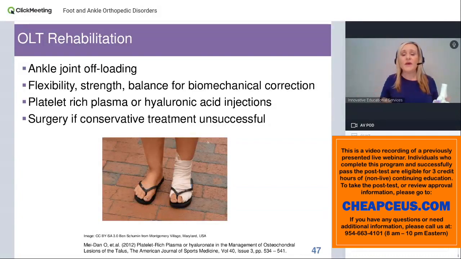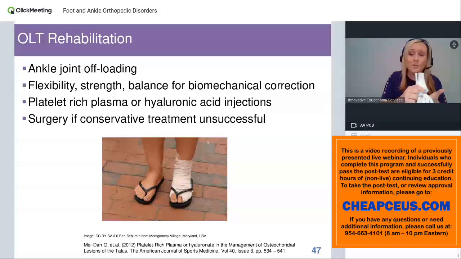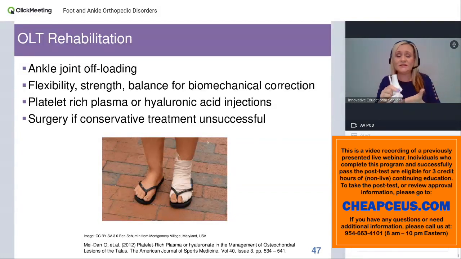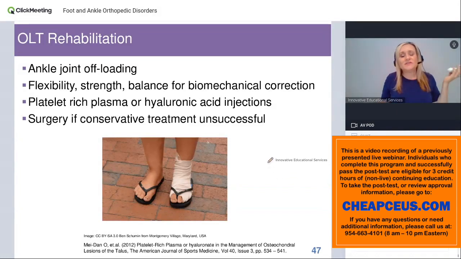So, conservative management may work. There might be some type of bracing that can help with the offloading, but non weight bearing is really going to be most important. So, this is the patient where we don't want them even balancing on that foot, using it to stabilize. The imaging that we see here, I had to work this in somewhere.